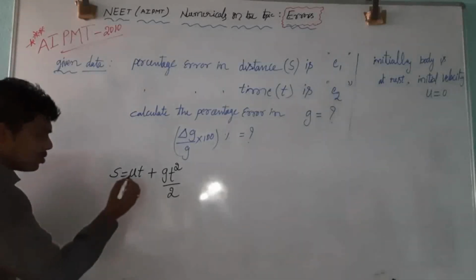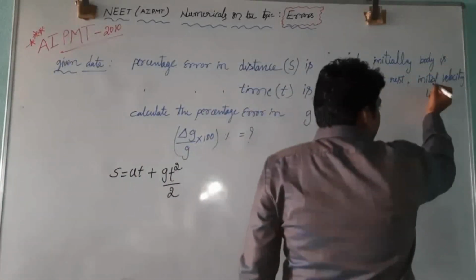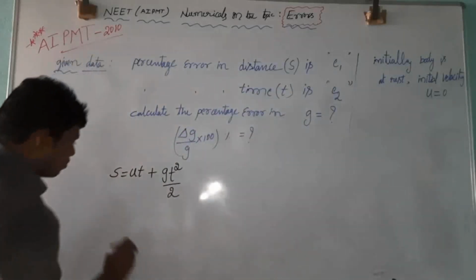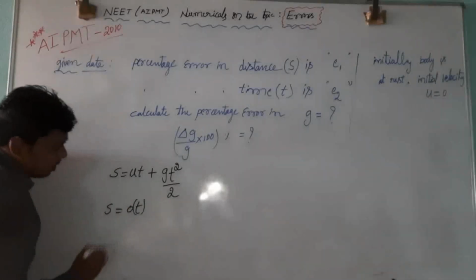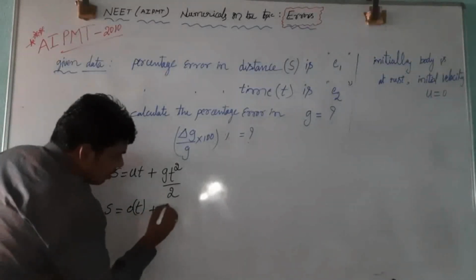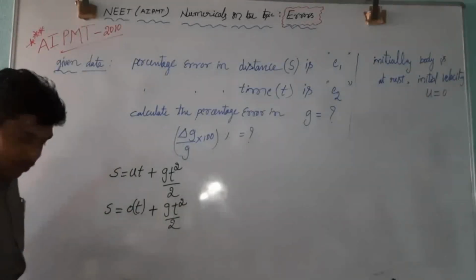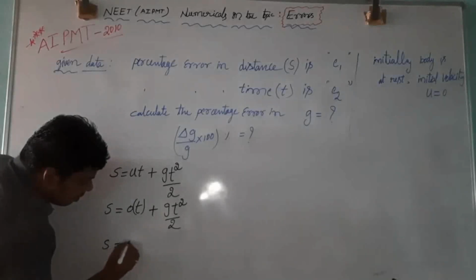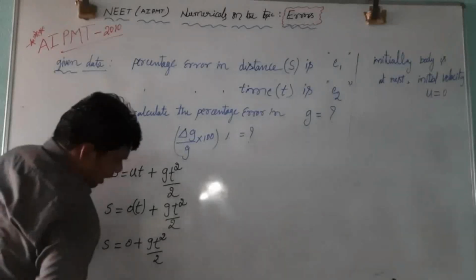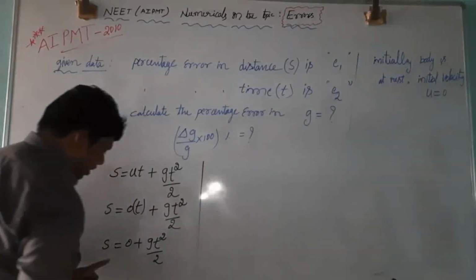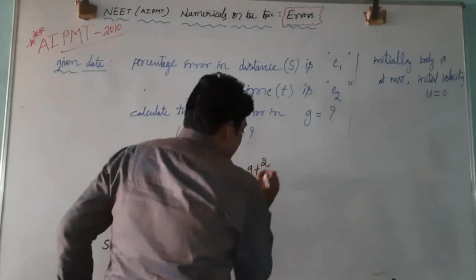In the question they have mentioned u is equal to what? Initially the body is at rest state, so the initial velocity is equal to 0. If you substitute this, s is equal to, u is equal to 0, plus g t square divided by 2. Now 0 into t is 0. Now 0 plus g t square divided by 2. Again, 0 plus means that is nothing but g t square by 2.